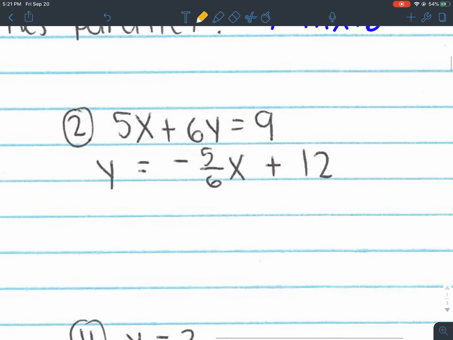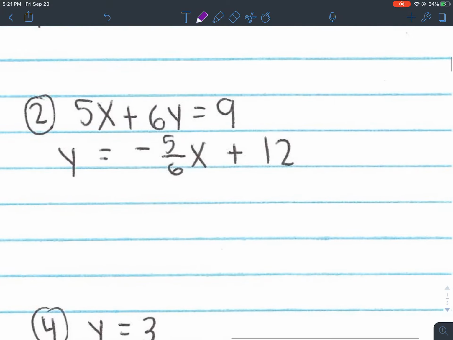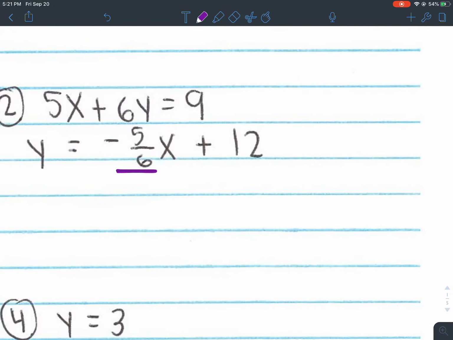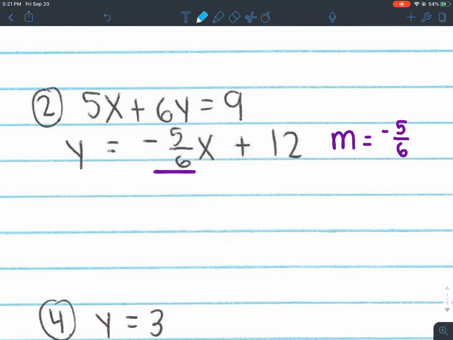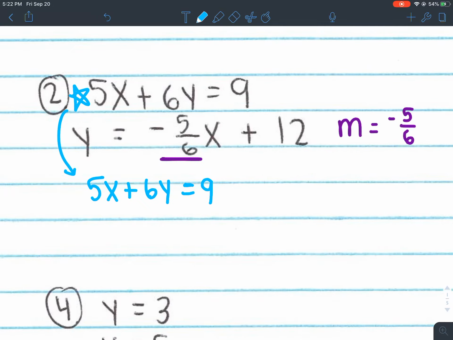All right, so number 2, my first equation is in standard form, and my second equation is in slope-intercept form. So my second equation is really simple for me because I already have it in slope-intercept form, so my slope here is negative 5 over 6. So I already know my slope for the second equation. However, for the first equation, I'm going to have to get this out of standard form into slope-intercept form. So I'm going to do this down here. I put a star next to it so that you know, hey, the blue is down here now. So you can draw an arrow if you'd like.